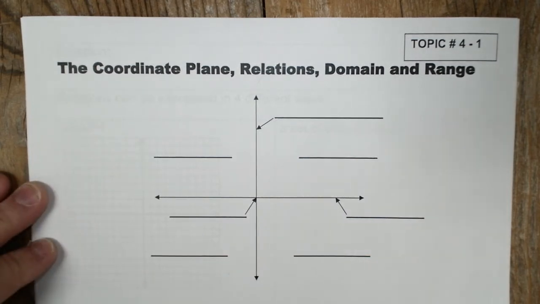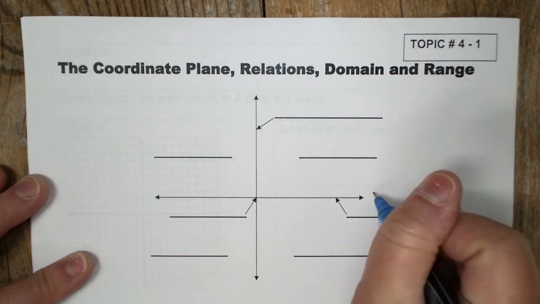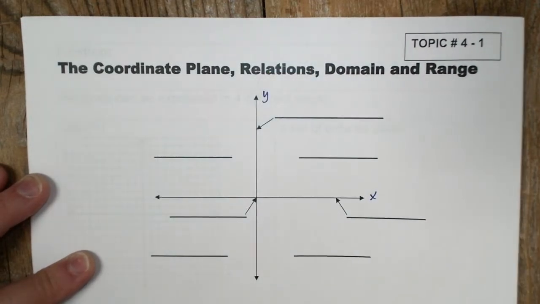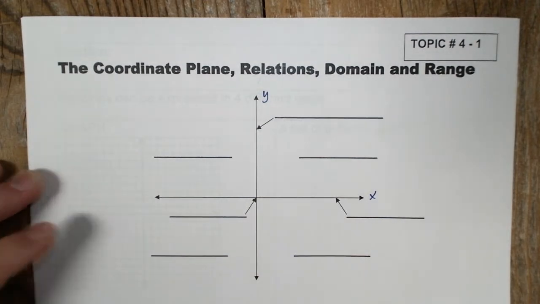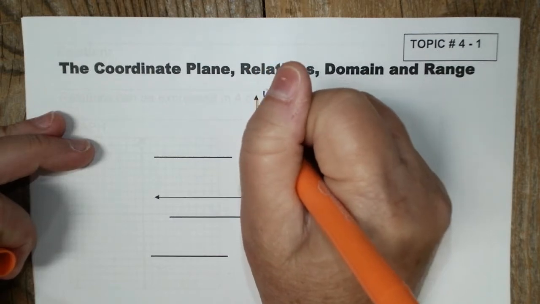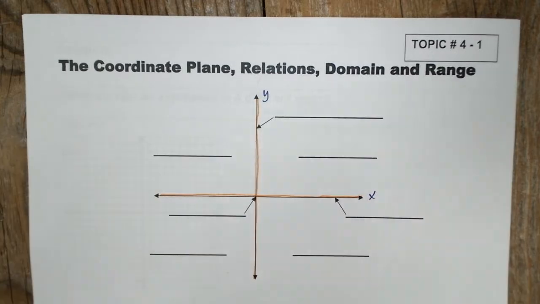So I am starting Unit 4. This is a unit of functions. Topic 4-1 goes over the coordinate plane, relations, domain, and range. The first thing is we're going to label this diagram. You can put your X here and your Y here. This is the y-axis, and this is the x-axis, and what they would like to do is label all the parts.